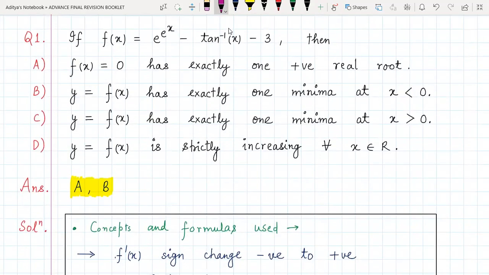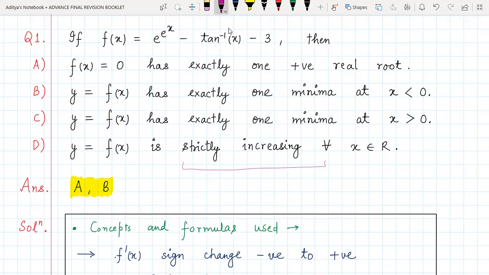And why will D option be wrong? Because in some interval the function was decreasing, in some interval it was increasing. So it is not always strictly increasing. So D option is wrong. Why is C option wrong? Because it doesn't have any minima at positive x. It is a strictly increasing function for positive x, as we have already seen.